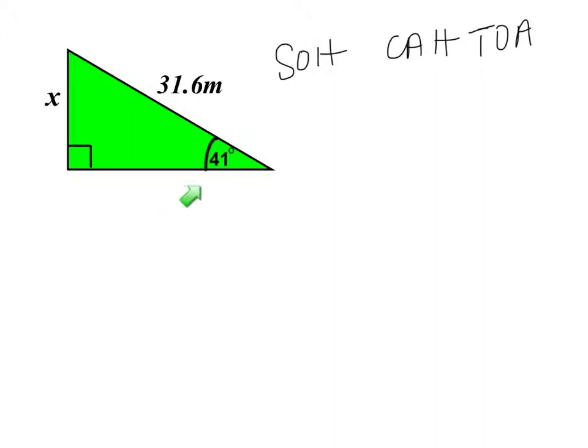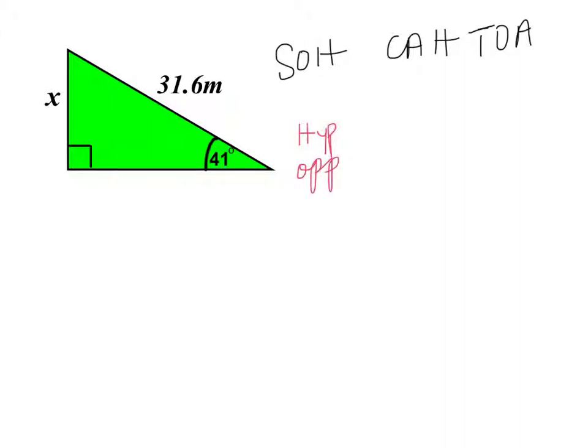Based on this angle right here, what did they give me? They gave me the hypotenuse. So I'm just going to write HYP for hypotenuse. Based on the angle, I'm looking for x. Well, is x opposite or is it adjacent? It's exactly opposite that angle. So I'm looking for opposite.